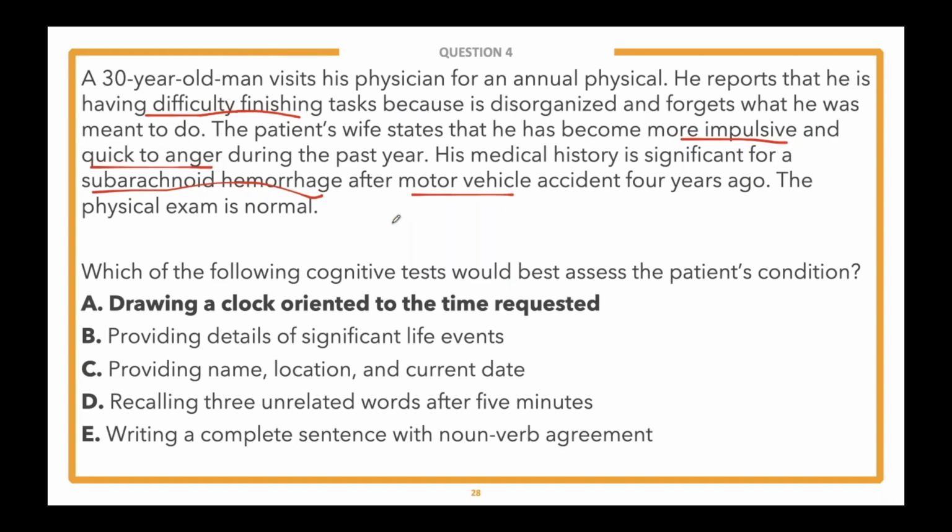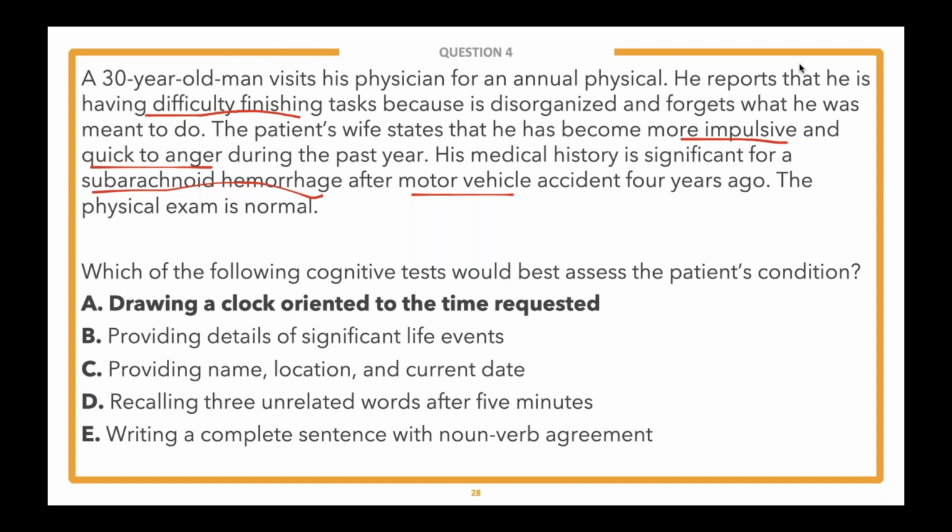Let's go over why the other answer choices are incorrect. Answer choice E, writing a complete sentence with noun-verb agreement. That'll assess the patient's ability to use written language, and even though that might be impaired, evaluation of the executive function is not going to be done with a noun-verb agreement assessment.